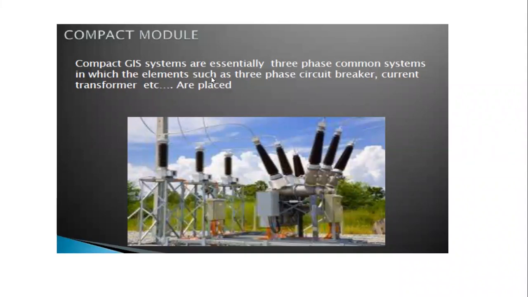In it, elements such as three-phase circuit breakers, current transformers, etc. are used as the compact modules. This is the practical view of the compact modules.